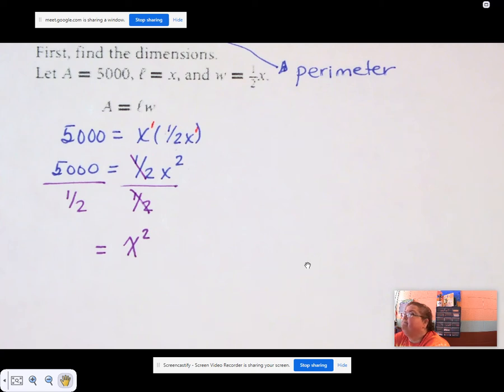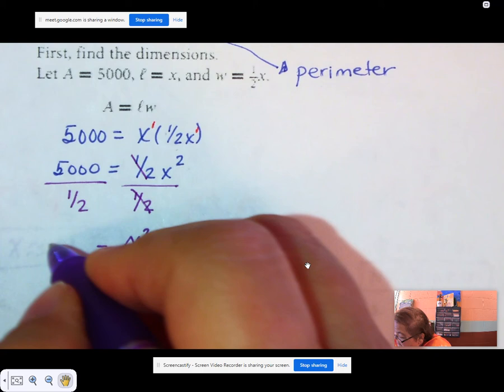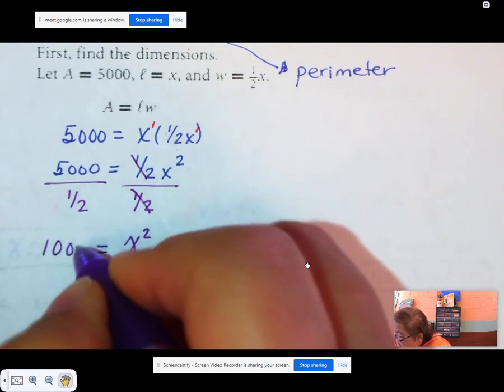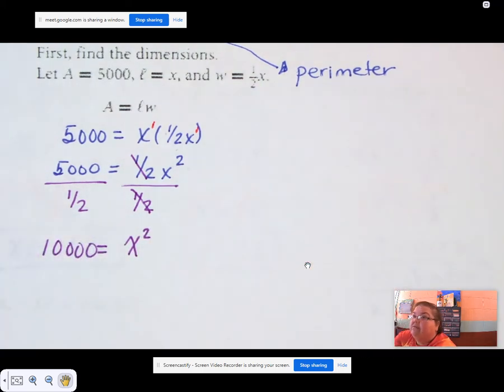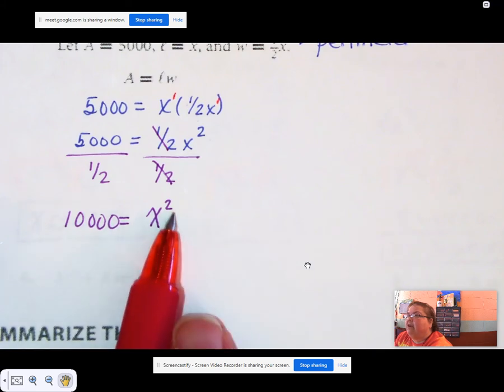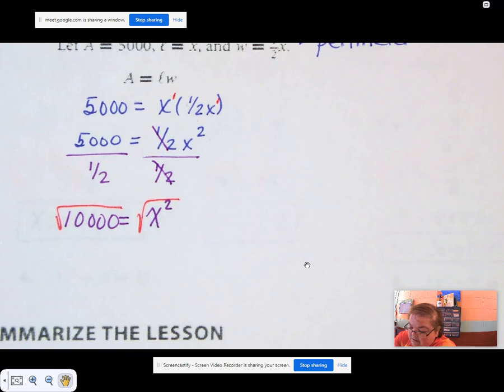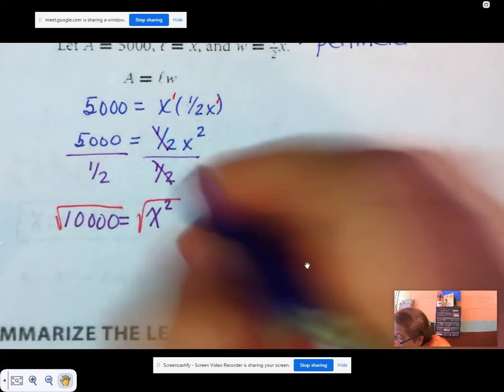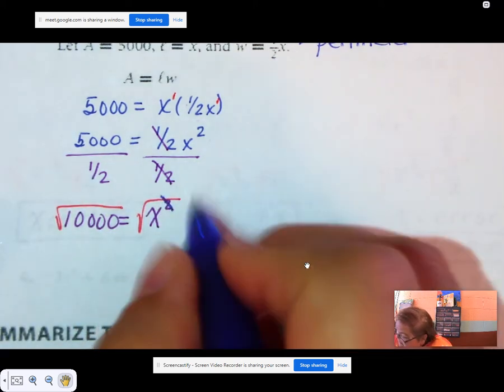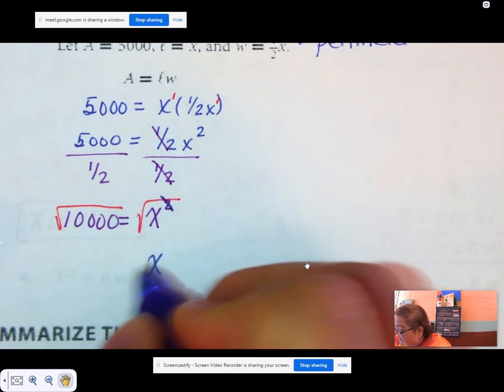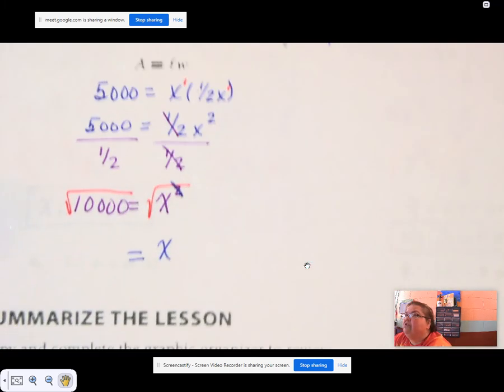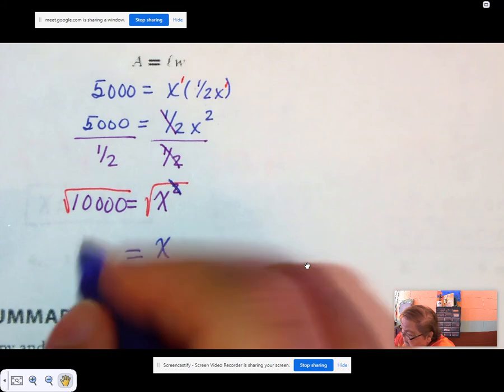What you got? 10,000. Anybody else got 10,000? Excellent. It is 10,000. Now, but I want to know what x is. How do I get rid of the square? Take the root of it. I agree. Okay. Root and square cancel. X is going to be equal to, what is the root of 10,000?